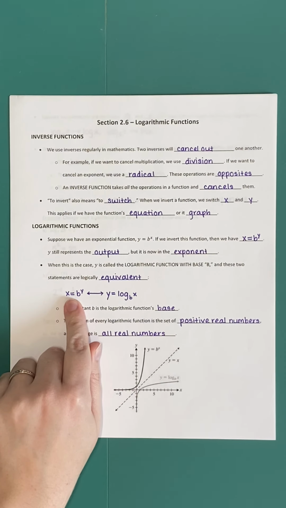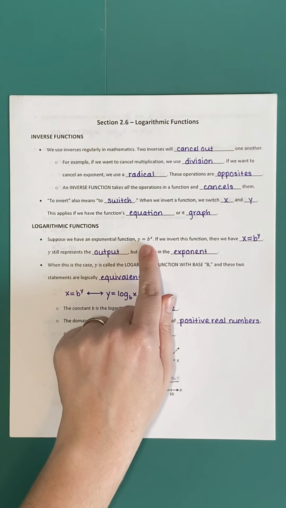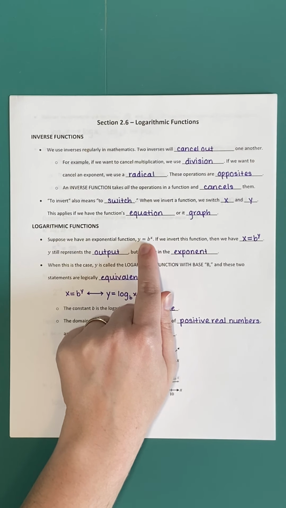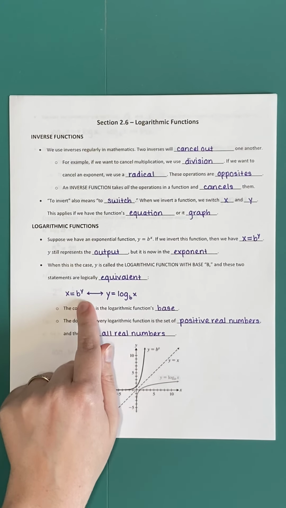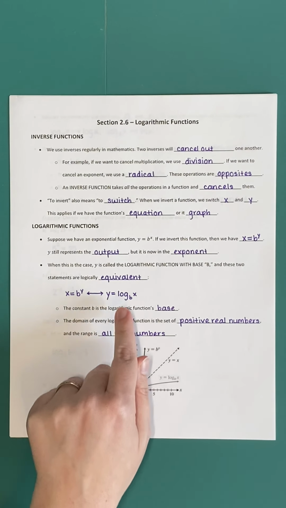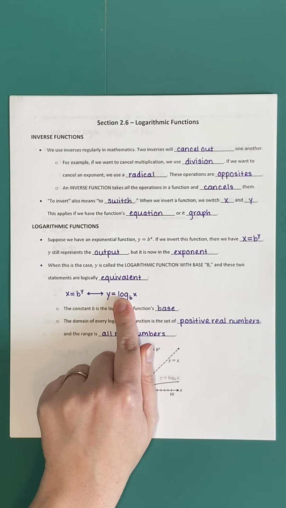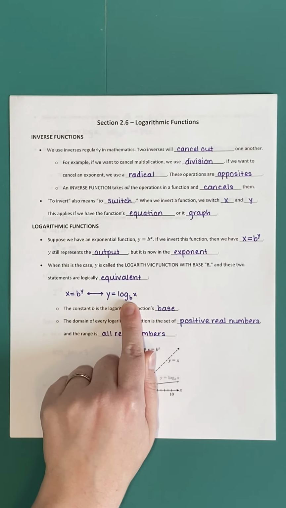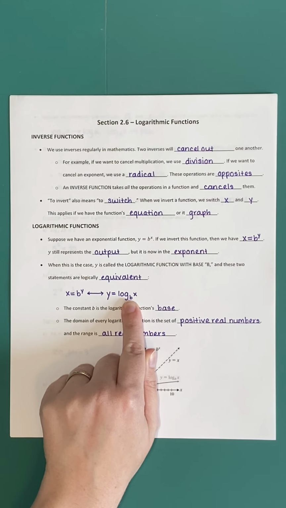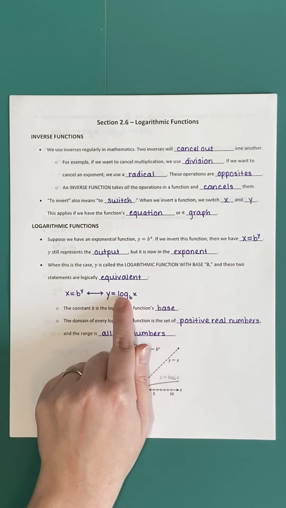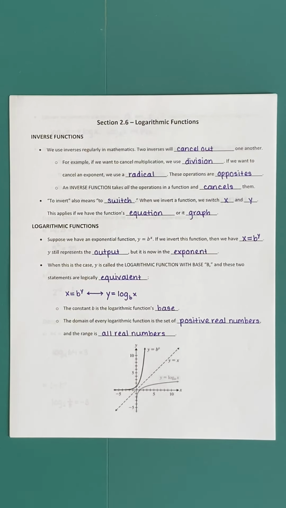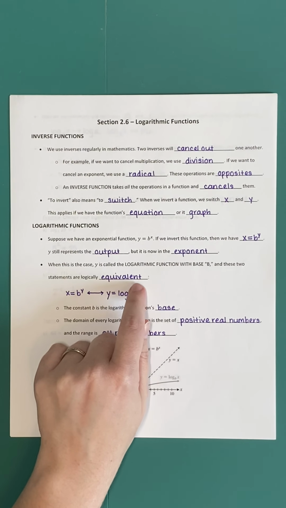So if we have x is equal to b to the y power, which again was the result of taking our exponential function and inverting, this particular expression is going to be equivalent to saying that y, our output, is equal to the logarithm, we're going to abbreviate it as log, base b, our b is going to be a subscript next to the log, and then x is going to be our input. So the way we would read this on the right hand side is going to be the log base b of x.